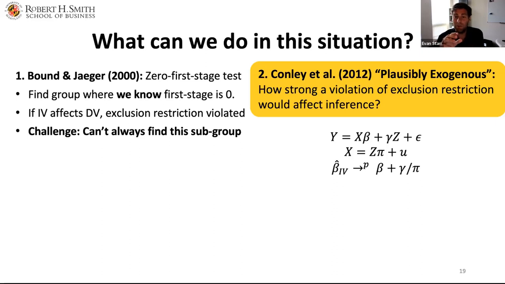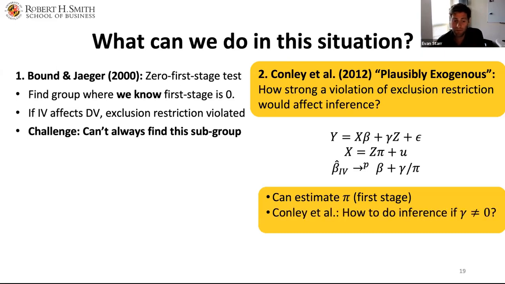So if you were to just do those simple econometrics of what you get with this two-stage least squares estimator, you're going to again get that your two-stage least squares estimate will converge to the truth plus this ratio. And the ratio is the direct effect of the instrument on y, gamma, divided by the first stage, pi. And so what they do is they say, well, we can estimate pi. We know that from the first stage. The question is, how do you do inference if gamma is not zero? Okay, and so that's the whole approach. I also want to mention there is another approach that's less popular by Nevo and Rosen, which involves making assumptions about the correlation between the error terms and the instrument and the error terms and your endogenous regressor. So we're not going to talk about that one. It's less popular, but I think this one has a little bit more clarity.